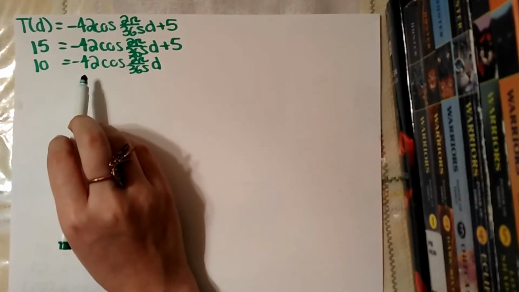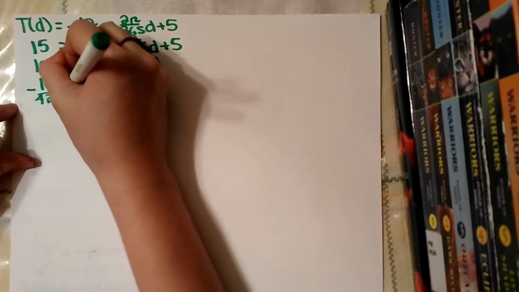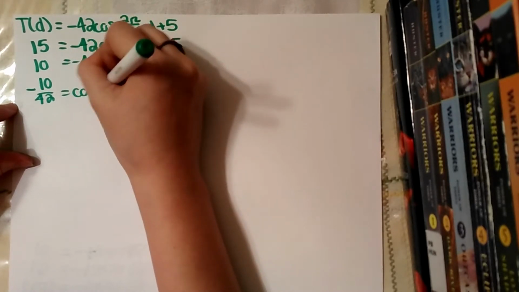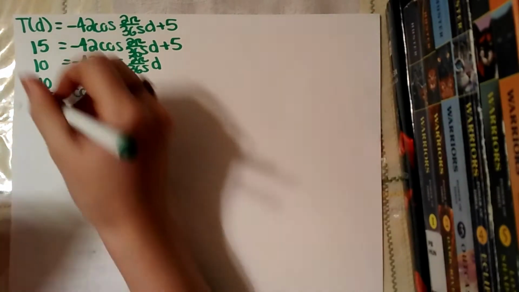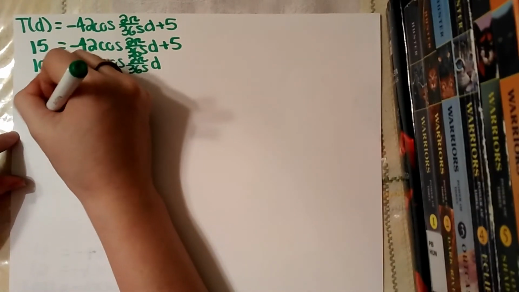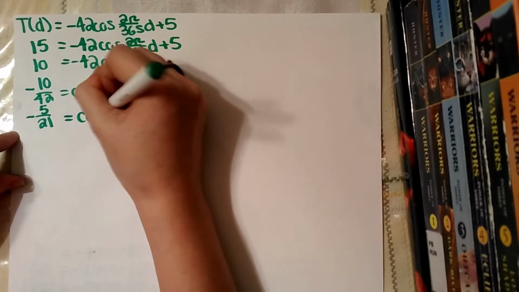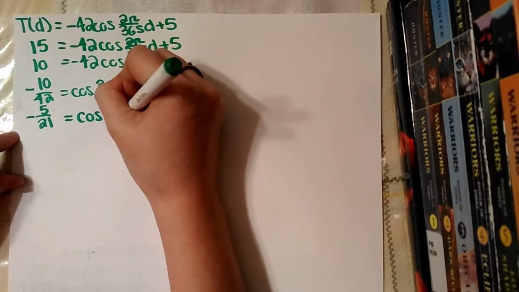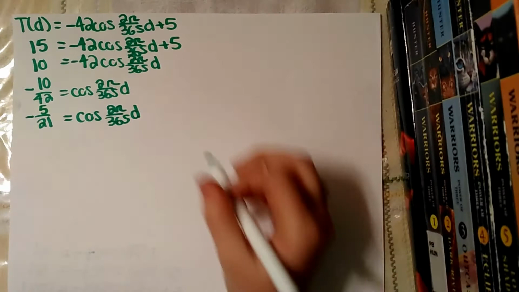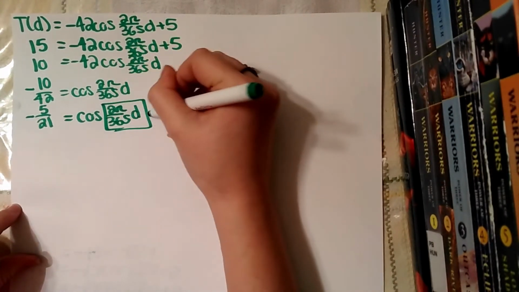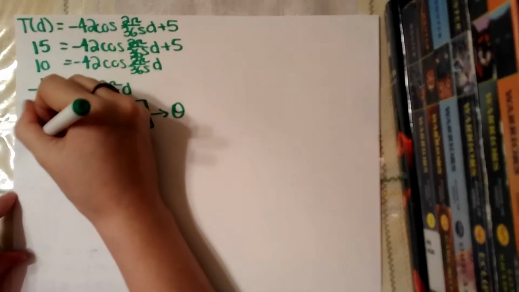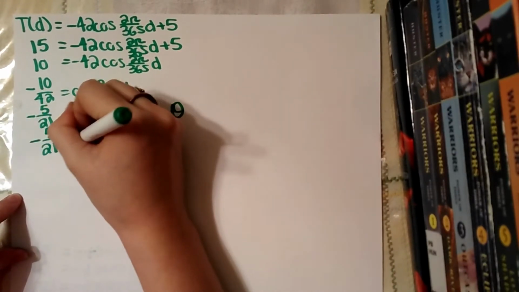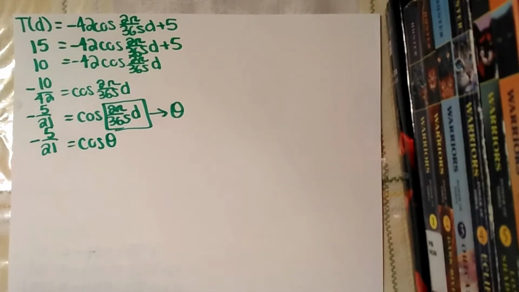Next, we are going to divide the negative 42 to the other side. That gives us negative 10 over 42 equals cos 2 pi over 365 D. We can simplify this to negative 5 over 21, which equals cos of 2 pi over 365 D. We are solving for this angle here, but for now, we'll have it represented as theta. So that's negative 5 over 21 equals cos of theta.